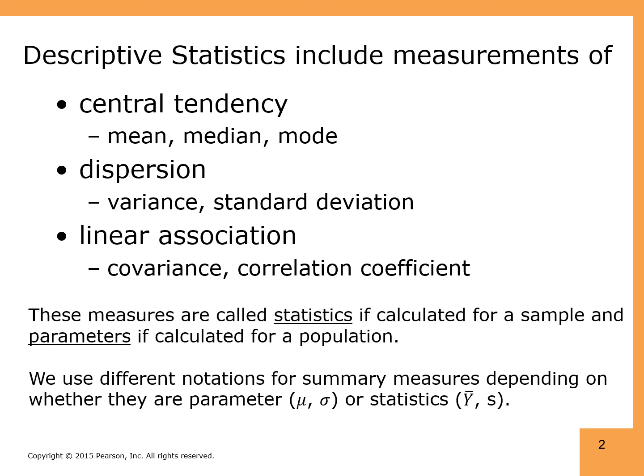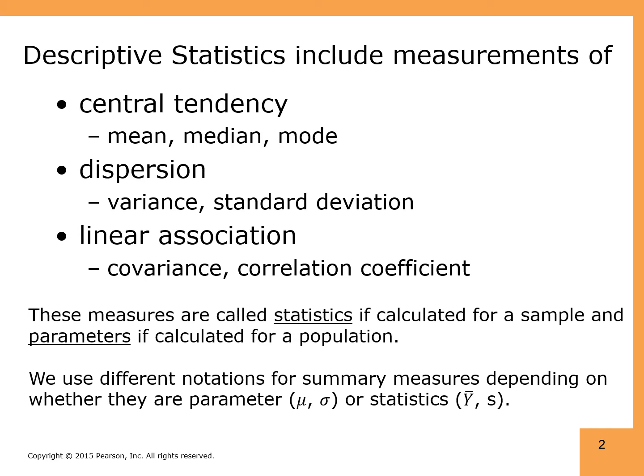These measures are called statistics if they're calculated from a sample, but they're called parameters if they're calculated from the population. Also note that we use different notations depending on whether we're talking about parameters or statistics.